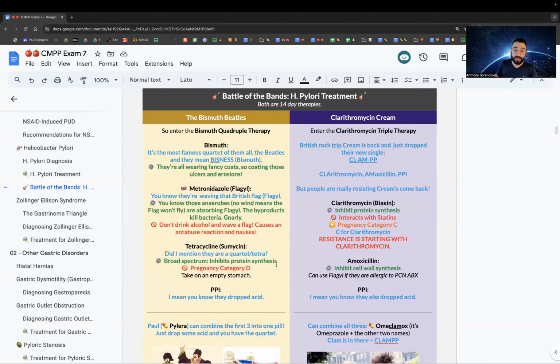Okay. Now let's talk about the British rock band Cream. So this is going to be the clarithromycin triple therapy. All right. So the British Rock Trio Cream just dropped their new single, and it's called Clamp. So it's CLAMPP.